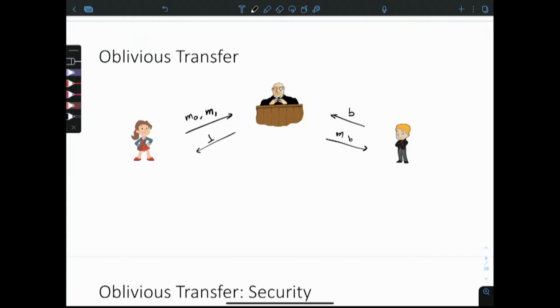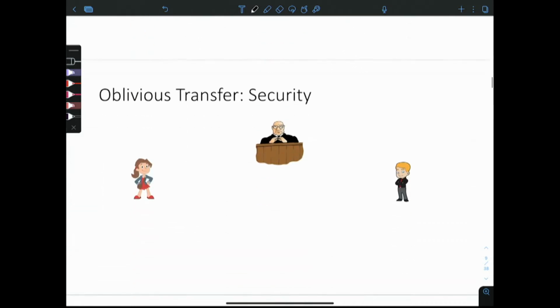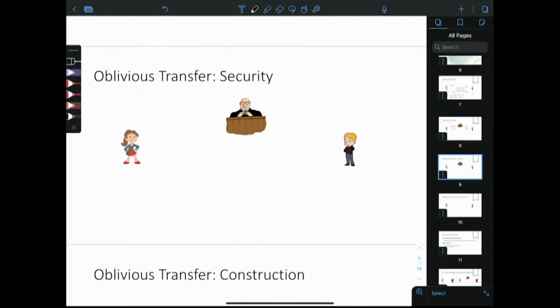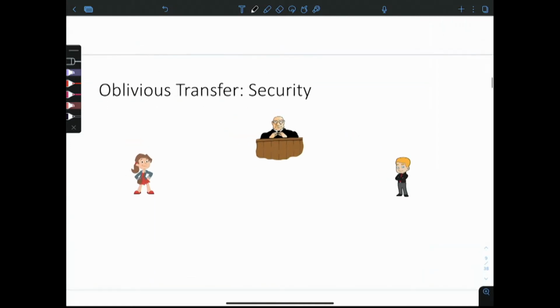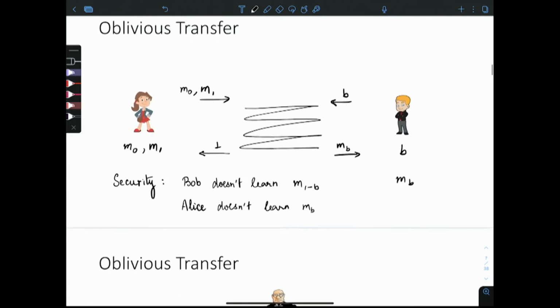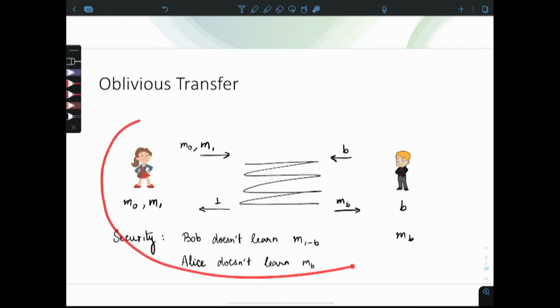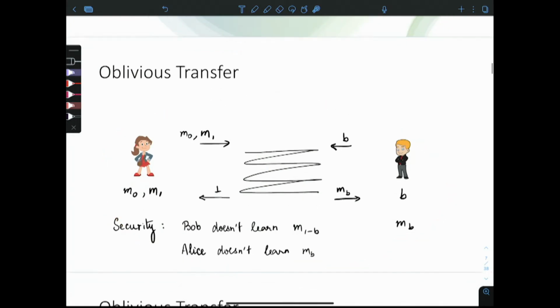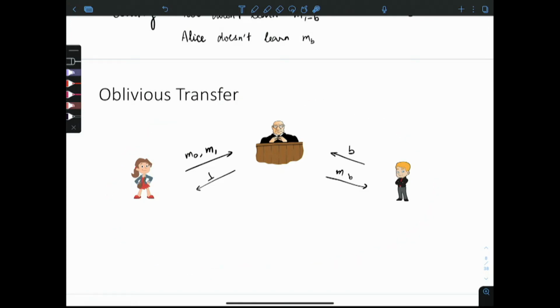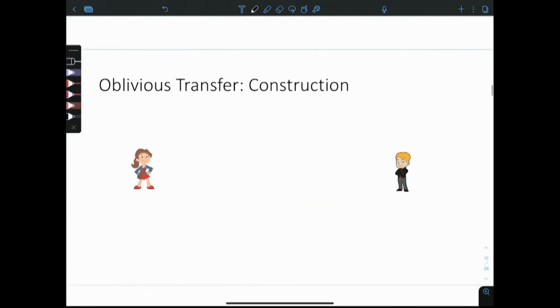How do we define security when imagining such an ideal party? We say that the only information that Alice and Bob would learn when interacting with each other in this interactive process is something that they would have learned in this ideal process, where they don't really learn anything. Bob only recovers M_b and Alice only recovers bottom. Let me try to make that more precise in a second.